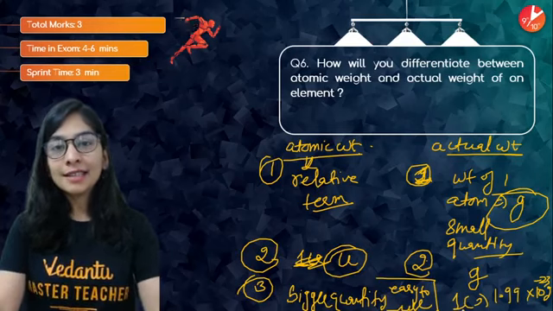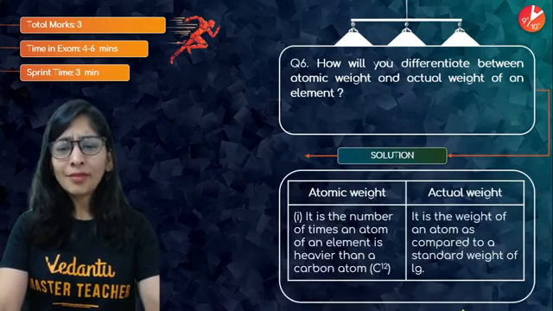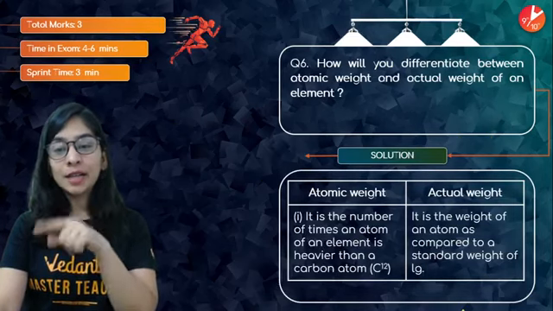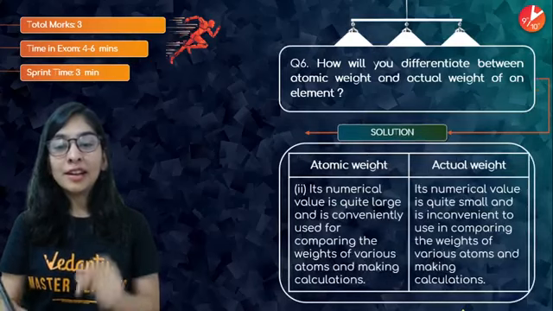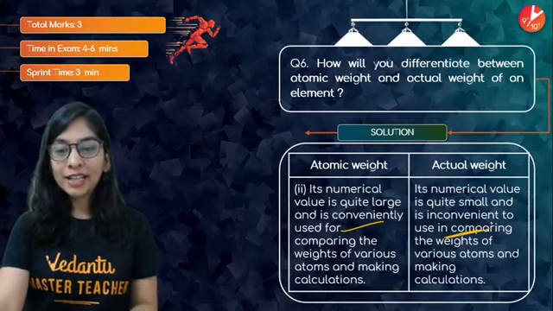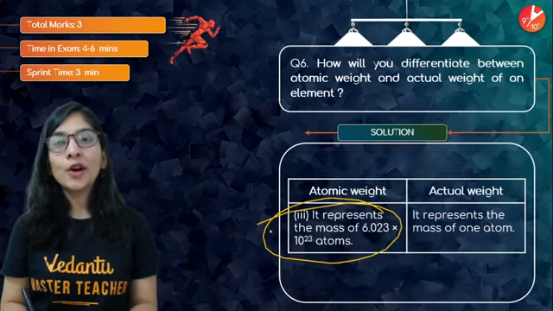So you got it properly and you can give the example. All the points are written here as well. Atomic weight is with the standard C12. Actual weight is the actual weight of one atom written in gram. The numerical value of atomic weight is quite large, as I told you, and actual weight is quite small and not convenient to use. This is a very important point as well.